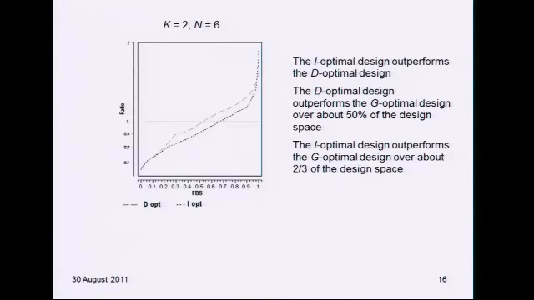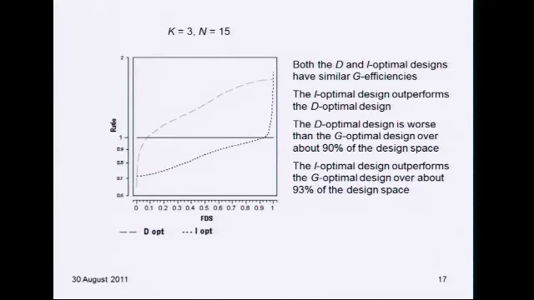And here's one of the plots. K equals 2, N equals 6. And the first thing you see is that the I optimal design, which is the dotted curve, outperforms the D optimal design, which is the dashed curve. They're both being compared relative to the G optimal design. And the key thing here is that the I optimal design outperforms the G optimal design over about 2/3 of the design space. Its prediction variance is lower. Very interesting.